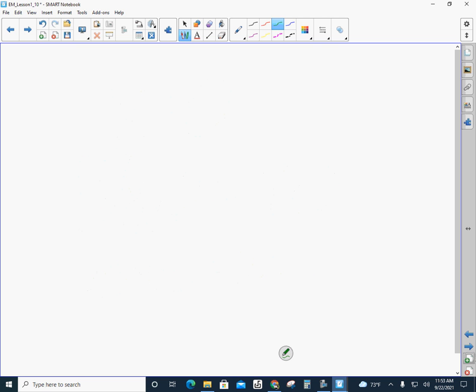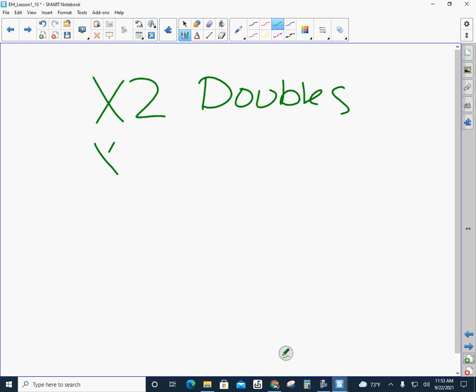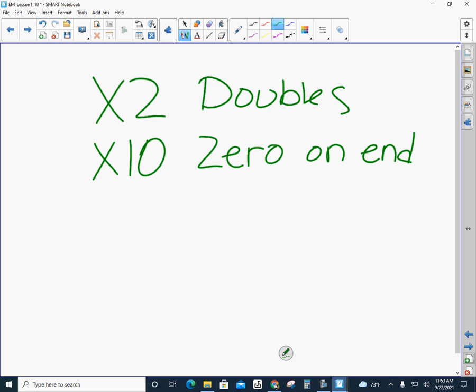Okay, so now we know our times 2 facts. Those are just our doubles facts. And now we know our times 10 facts. Those are just put a 0 on the end. So look how fast already we know some of our multiplication facts really, really fast.